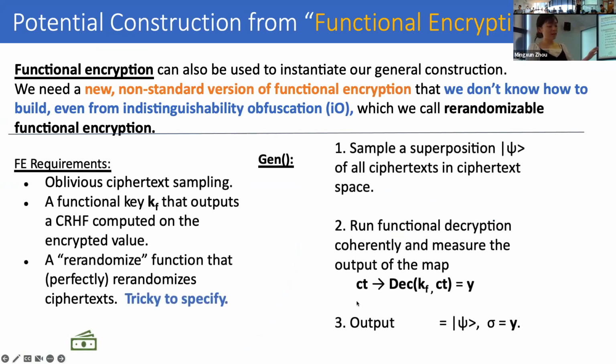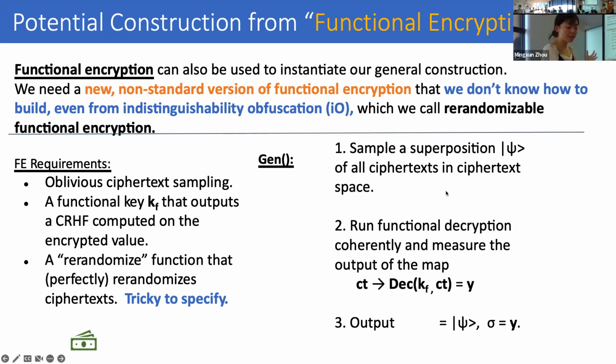The generation is we can just sample all the ciphertexts. We prepare a uniform superposition over all the ciphertexts in the ciphertext space. And then we apply a functional decryption algorithm that decrypts corresponding to this functionality of, for example, a Khesin resistant hash function, and you would get a result Y. Now imagine what your pre-image register would be. It would be all the ciphertexts that correspond to plaintext which would map to Y under this function.